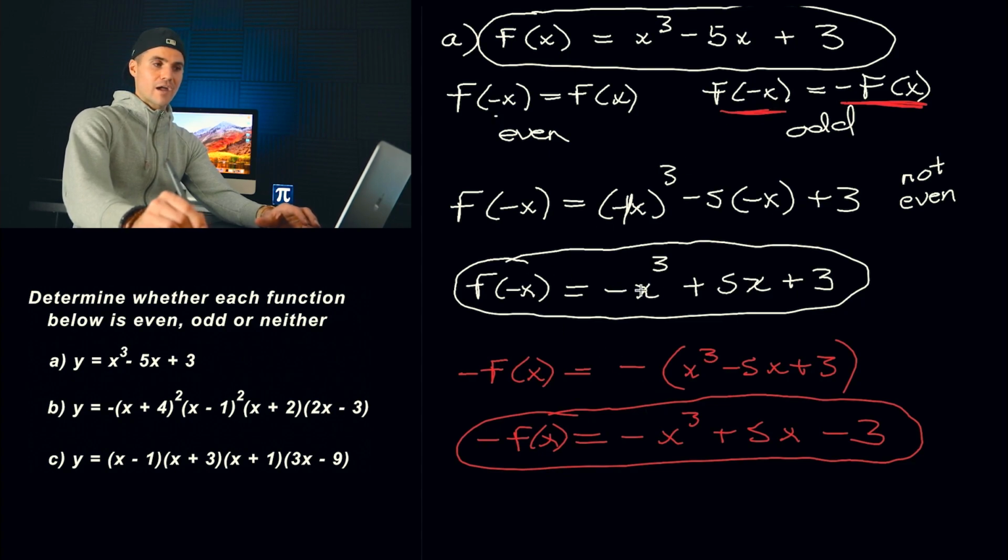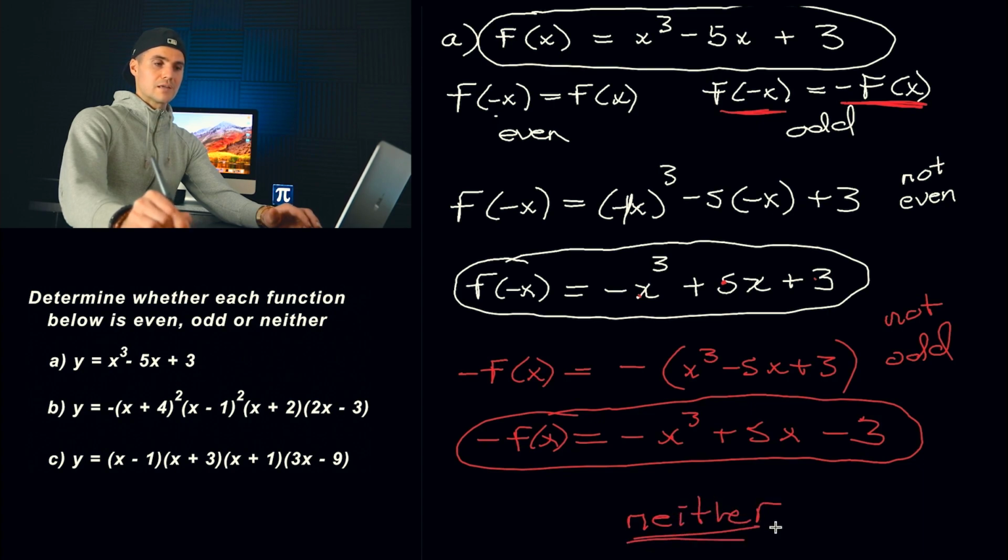That's a simplified expression. So let's do a check. Does f of negative x, this, equal negative f of x, this here in red? Well, notice it almost does. Negative x cubed, 5x, 5x, but it's the constant that's different. So 3, negative 3, right? And that's a difference right there. And so they're not the same, and so we know that this function is not odd. And so it's not even, it's not odd. The function in part A, as a result, is neither.